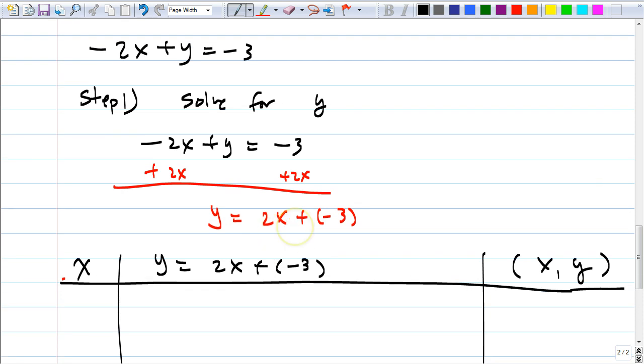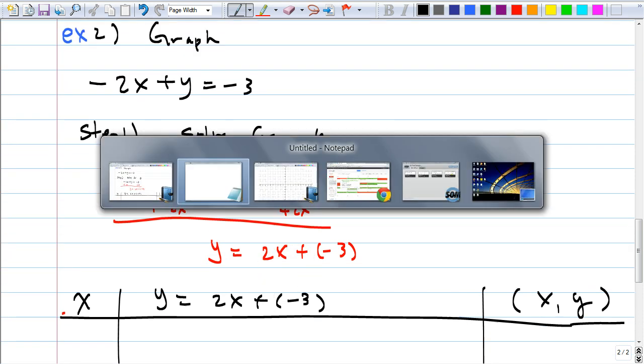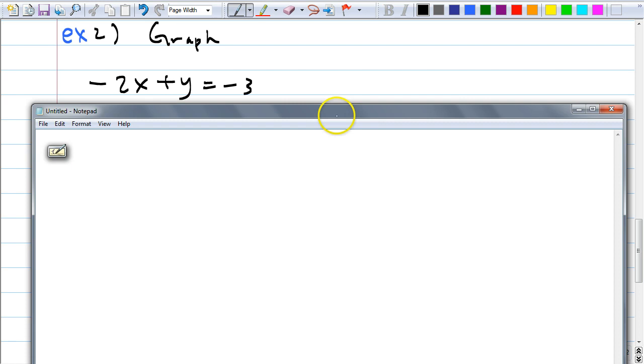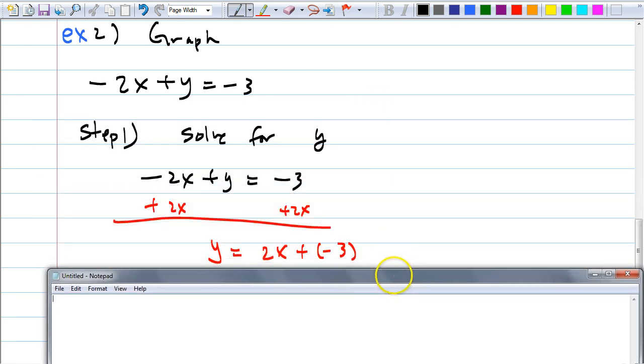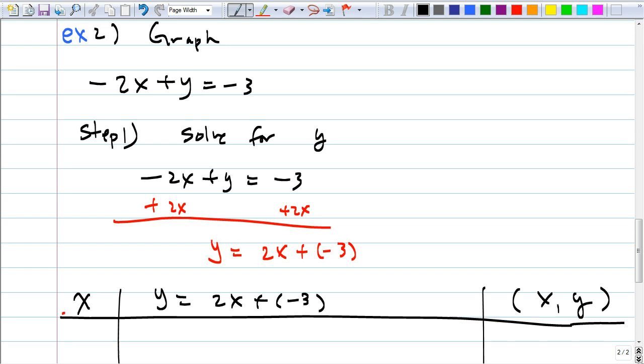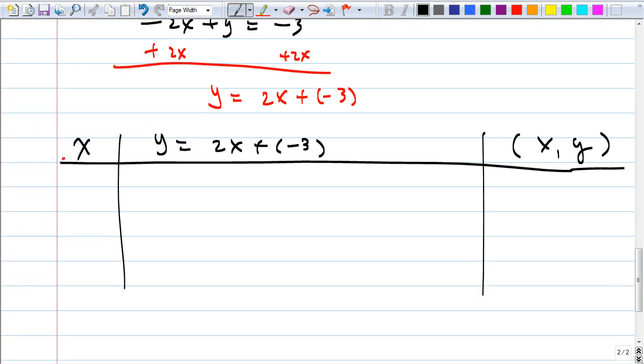So if I ask you to graph -2x plus y equals -3, the first step is to solve for y. And we did that, and you'll see in a minute why we did this. After you do that, make a table, 3 columns. I want the second one to be kind of large because we're going to be doing some work. Write x, then write y equals, because that's what we just solved for, and then the last column will be x comma y.